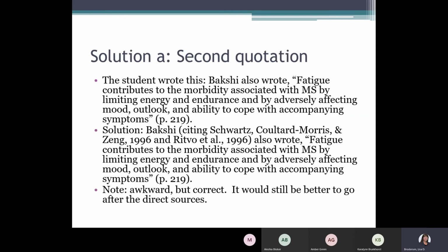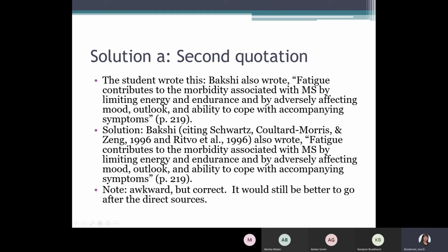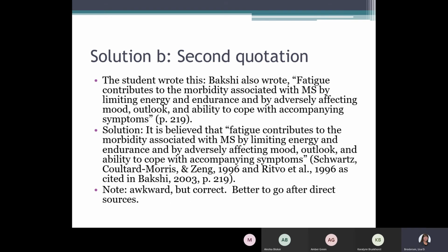So then the next slide. Here's a solution. The student wrote this. Bakshi also wrote fatigue contributes to morbidity, etc. So the solution would be to do the secondary source citation technique, which again is awkward, albeit correct, and not a good academic or scholarly strategy, because you should get information from primary sources, or direct sources. All right, so the next example.